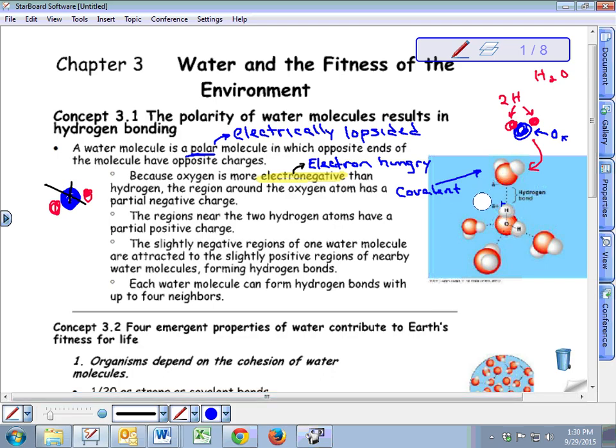So you can forget the partials and we'll just deal with the oxygen being negative. Those two hydrogens are positive. Positive, positive, negative. There you go. So you've got all of these waters. They, in essence, are electrically lopsided.